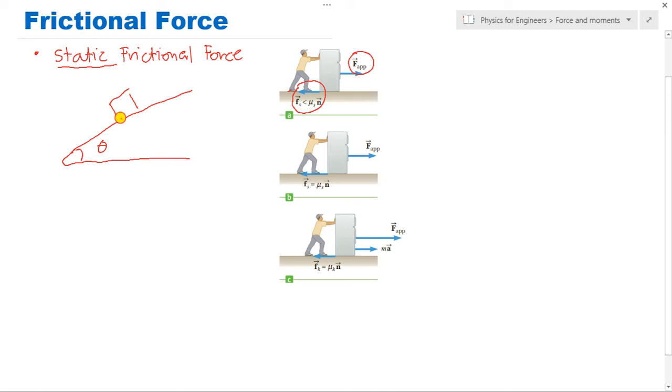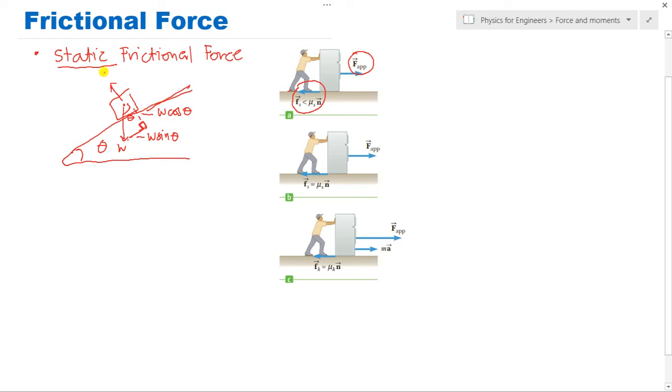Then we have here an object. So again, we have weight here. And then we have an imaginary rectangle that will resolve our weight. The weight component is W sine theta, and here is also the weight component, W cosine theta. And then of course our normal force N is always perpendicular to our surface.